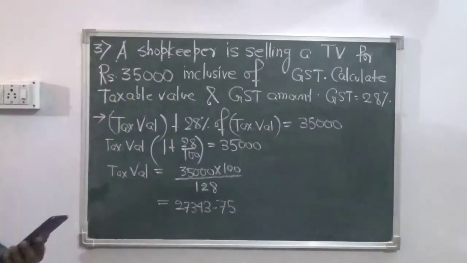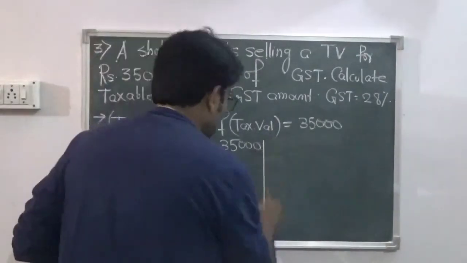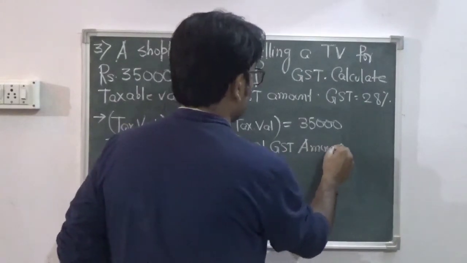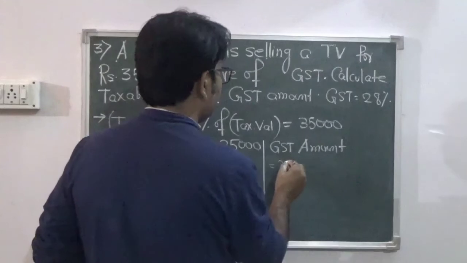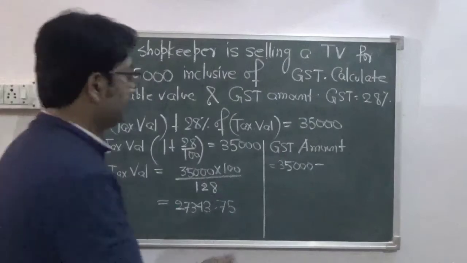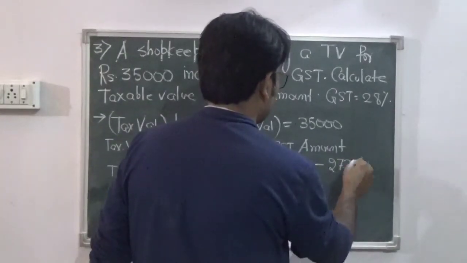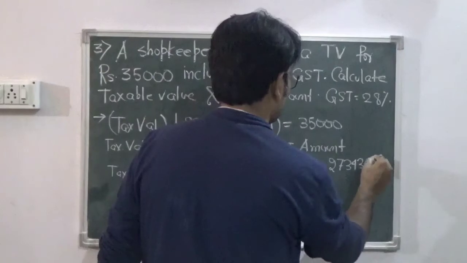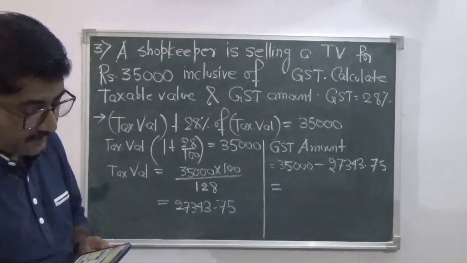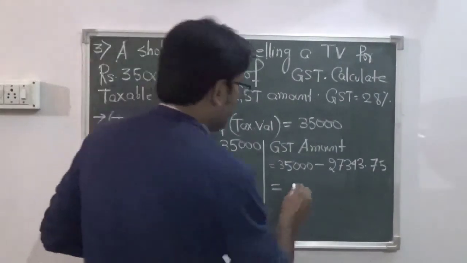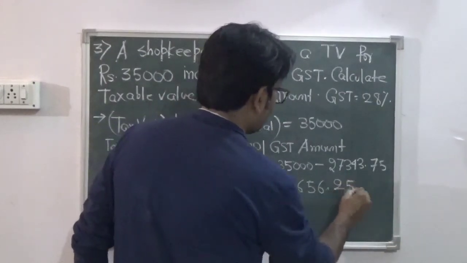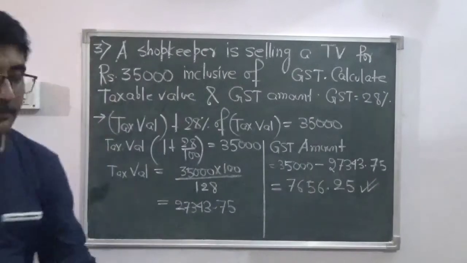This is the taxable value, and then the GST amount will be 35,000 minus this taxable value, that is 27,343.75, and this comes to 7,656.25. So here we go, 7,656.25.